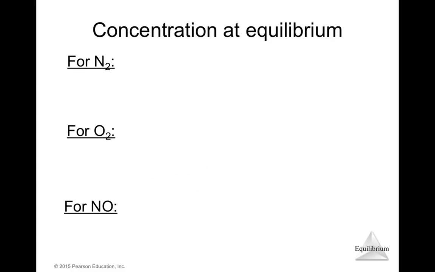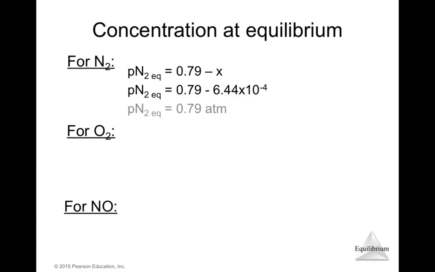So now we need to look for the pressures at equilibrium. As we know, at equilibrium, the pressure for nitrogen will be 0.79 minus x, the x value that we determined before. For oxygen, we have the same thing: this is the expression of the pressure at equilibrium for oxygen.